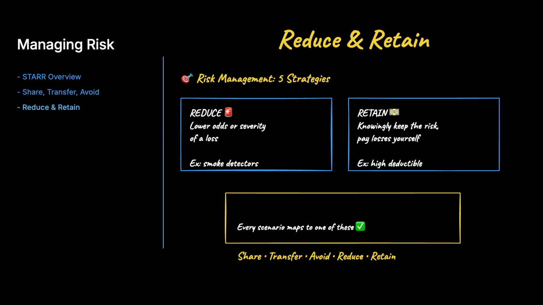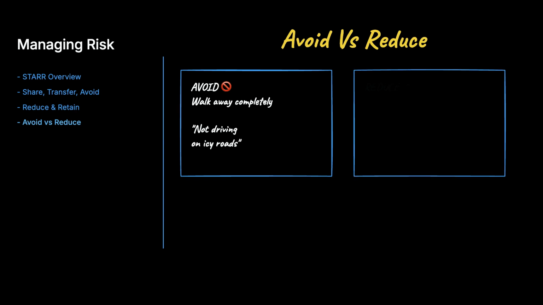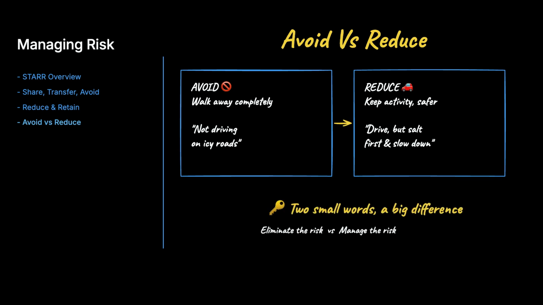Share, transfer, avoid, reduce, retain, and every scenario maps onto one of them. This is precisely where students slip, confusing avoid and reduce. They sound like cousins but behave differently. Avoid eliminates the activity completely, you walk away. Reduce keeps the activity going but makes it safer.